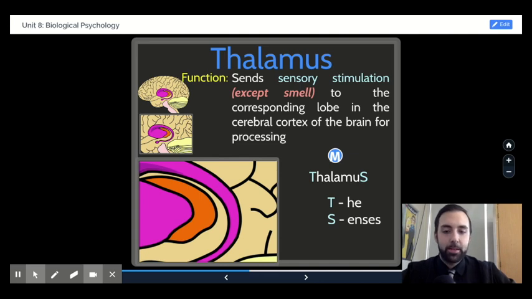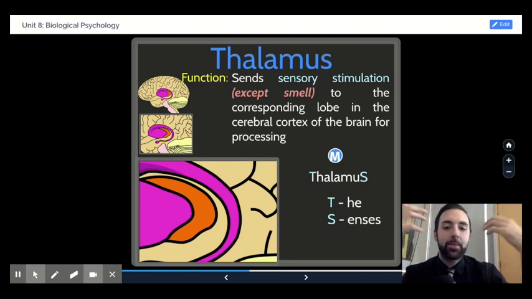And what that means is incoming sensory information about all of your senses except smell go first to the thalamus before they are sent to the regions of what is called your cerebral cortex for final processing. Your cerebral cortex is the wrinkly outside part of your brain. And as we'll talk about in the next essential task, there is a region of your cerebral cortex with a corresponding lobe for your major senses. So you have lobes for hearing, you have lobes for vision, you have lobes for other functionality related to your senses.